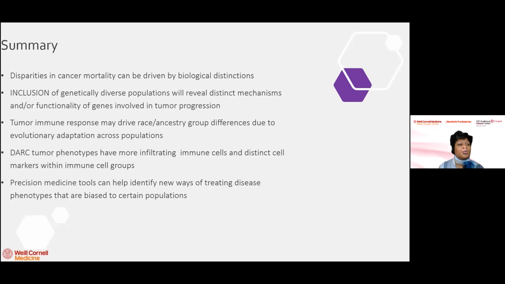So in summary, disparities in cancer mortality is likely also driven by biological distinctions as much as it is also driven by systemic social determinant factors. Inclusion of genetically diverse populations is key in order to unlock this diversity and characterize it. Tumor immune responses could be driven by specific race group differences, which could impact immunotherapy potentials. And our DARC tumor phenotypes indicate this immune response difference as we move further to utilize precision medicine tools such as imaging mass cytometry to better phenotype these categories in our populations.